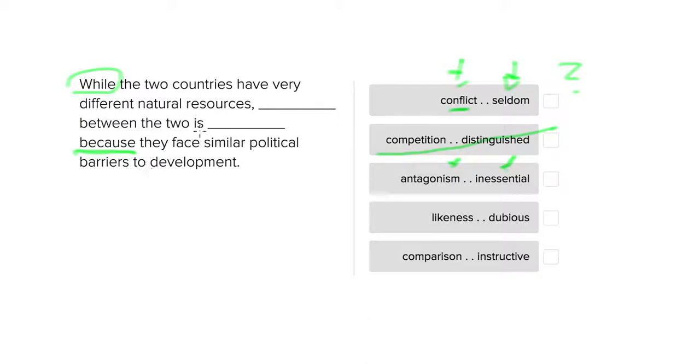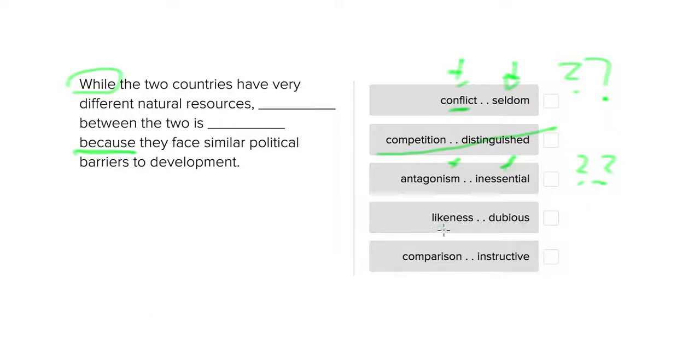However, the fact that they face similar political barriers to development being a reason why this antagonism isn't there is, again, the assumption. It's the exact same assumption we made for the first one. So now we're really putting these into doubt because they rely on the same assumption and are basically saying the same thing. So A and C seem like very shaky answers. We shouldn't rely on them very much at this point. We're not crossing them out completely.